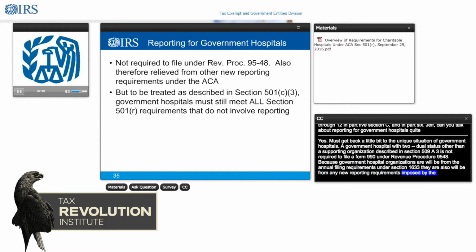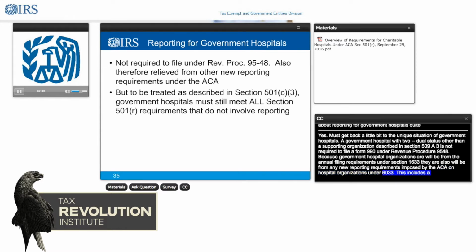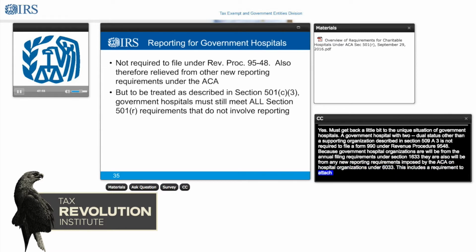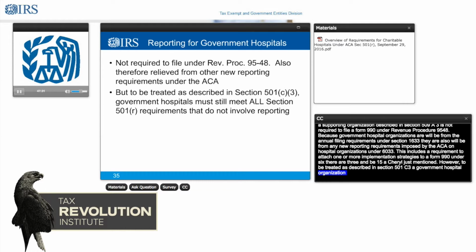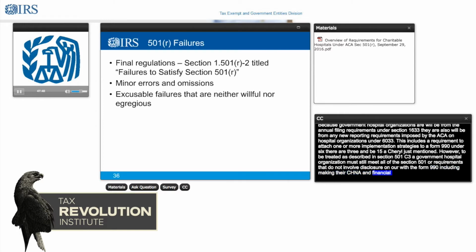This includes the requirement to attach one or more implementation strategies to a Form 990 under 6033(b)(10)(D) and (b)(15), as Cheryl just mentioned. However, to be treated as described in Section 501(c)(3), a government hospital organization must still meet all of the Section 501(r) requirements that do not involve disclosure on or with the Form 990, including making their CHNA reports and financial assistance policies widely available on a website. Now, switching gears somewhat, Cheryl, could you talk a little bit about what happens with respect to failures to satisfy Section 501(r)?